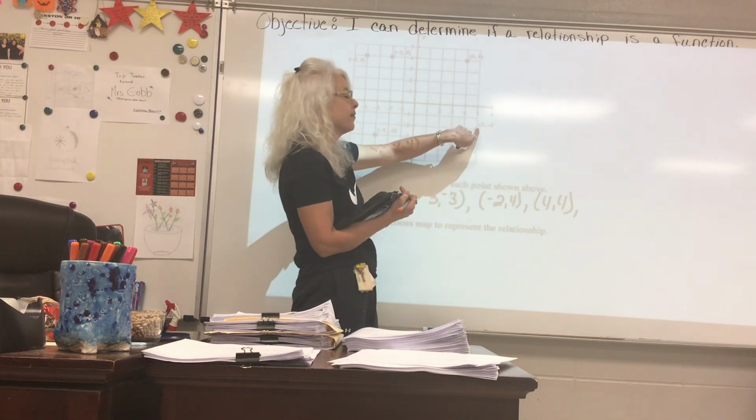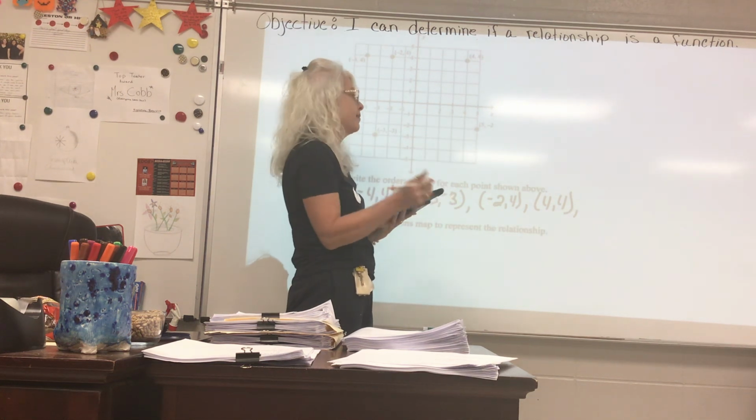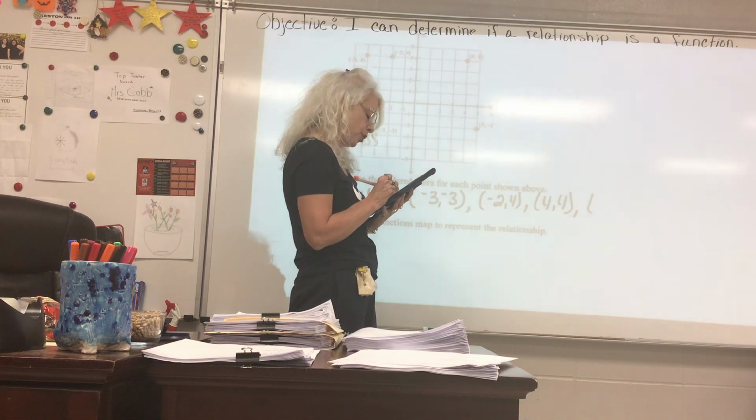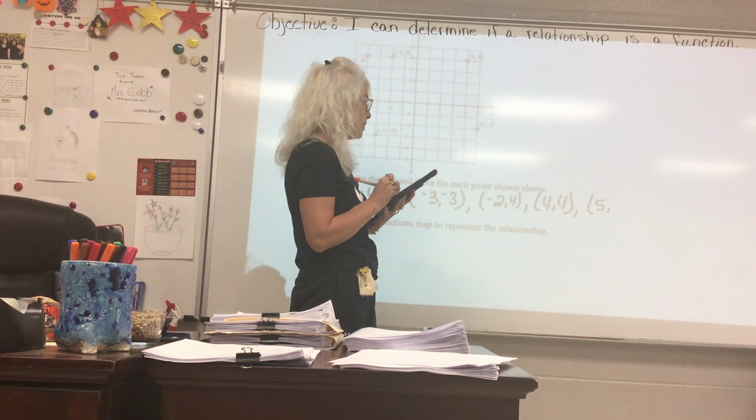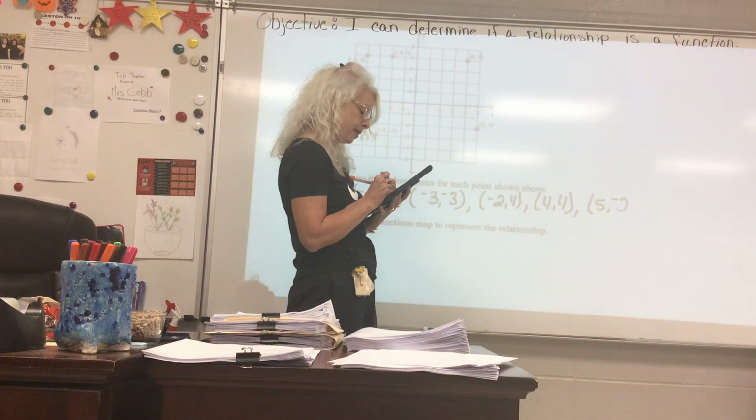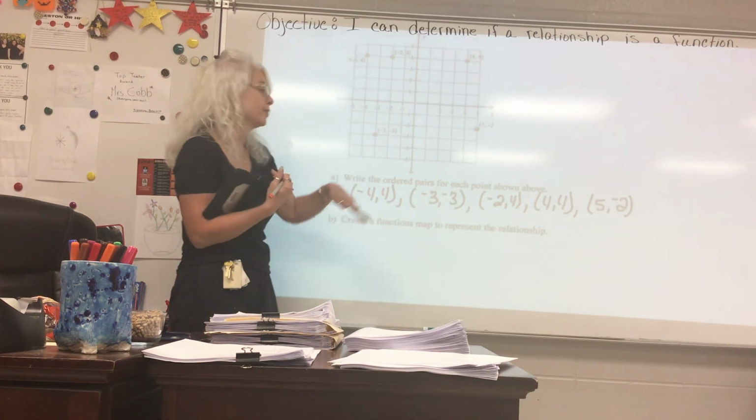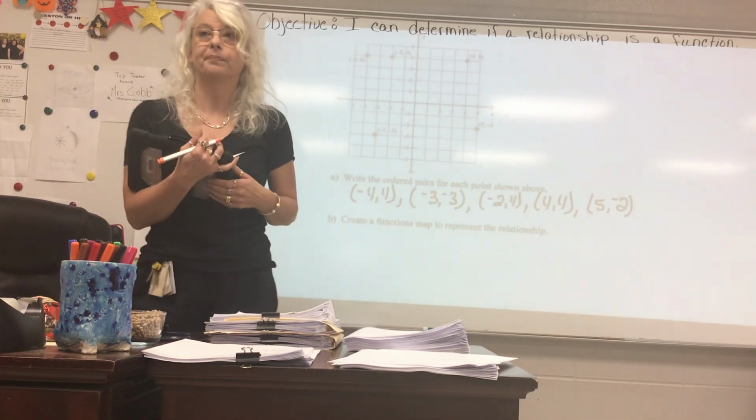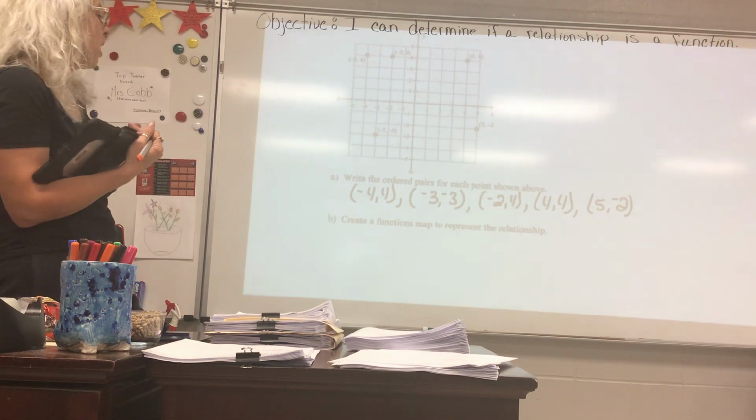And what is the ordered pair for this point? 5, negative 2. Make sure you put commas in between each set of parentheses. If you don't, Savas will not count it.